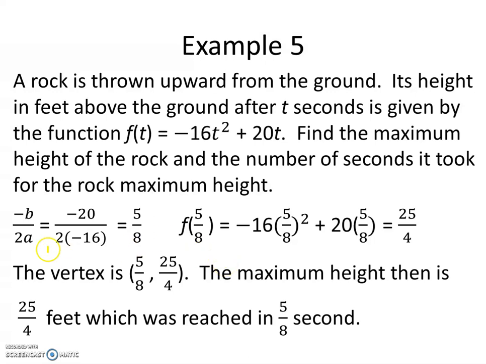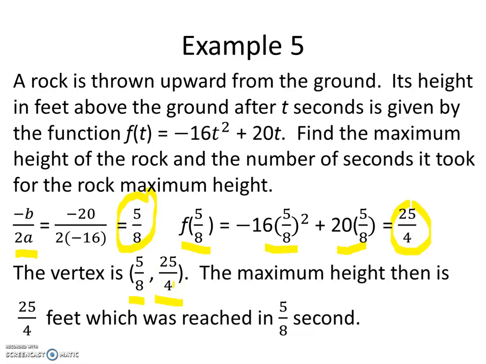So we're looking at the vertex, and we go back to our vertex formula, and plugging that in, we get negative 20 divided by 2 times negative 16, which reduces to 5/8. Evaluating the function at 5/8, we just plug 5/8 into our formula, and after we do the math, we find that f(5/8) equals 25/4. Well, then the vertex is at (5/8, 25/4). So the x value is 5/8. The y value is 25 divided by 4.